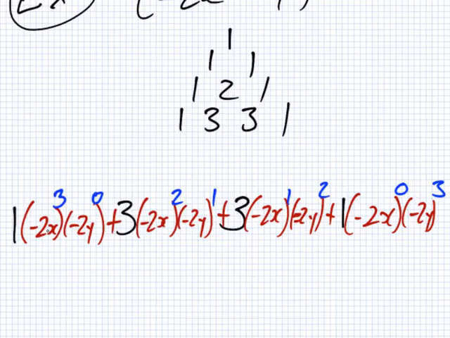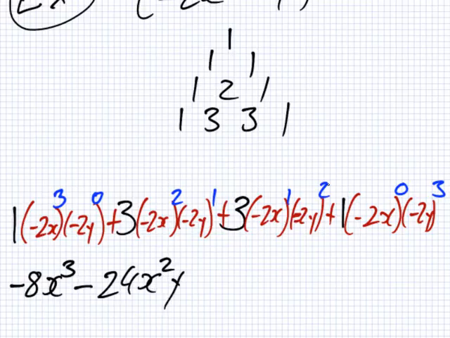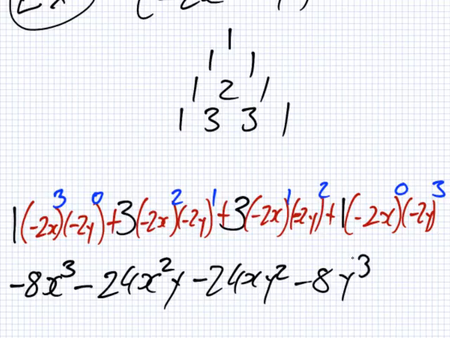This will be minus 8x cubed. Now this is minus 2 squared, which is 4, times minus 2, which is minus 8, times 3, minus 24x squared y. Minus 2 squared is 4 times minus 2, is it minus 24 again? Yeah, minus 24xy squared, minus 8y cubed.